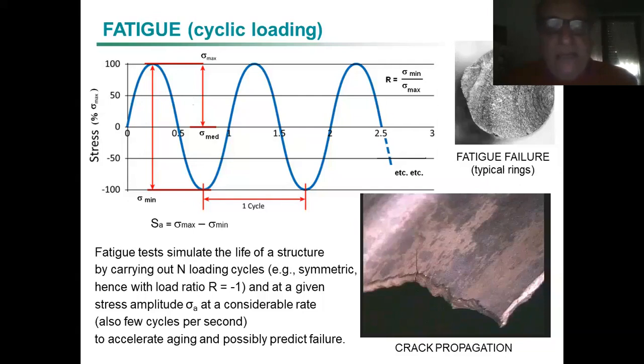So we have a load ratio. In this case, it's -1, because we have symmetrical cycles. It is the ratio between the minimum stress and the maximum stress of the fatigue cycle, which of course doesn't mean the ultimate stress. The fatigue cycle is much narrower than the maximum stress, the ultimate stress.